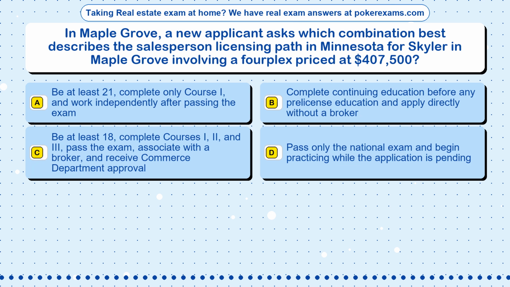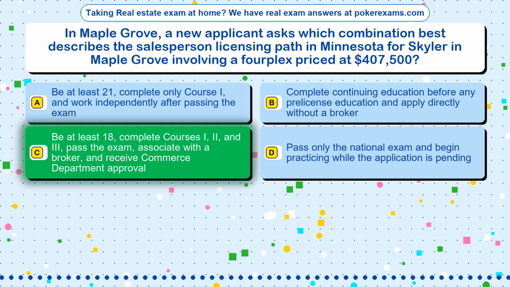Question 51. In Maple Grove, a new applicant asks which combination best describes the salesperson licensing path in Minnesota for Skylar in Maple Grove involving a fourplex priced at $407,500. Option A, be at least 21, complete only course 1, and work independently after passing the exam. Option B, complete continuing education before any pre-license education and apply directly without a broker. Option C, be at least 18, complete courses 1, 2, and 3, pass the exam, associate with a broker, and receive Commerce Department approval. Option D, pass only the national exam and begin practicing while the application is pending.